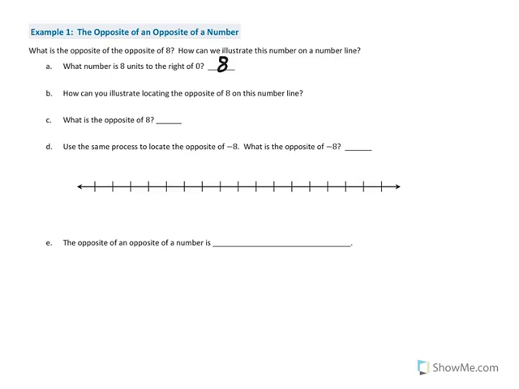Okay? And how can we illustrate that on the number line? Well, we have to just figure out how many numbers we have here. And there are about 17, so if we started 8, 7, 6, 5, 4, 3, 2, 1, 0, and then -1, -2, -3, -4, -5, -6, -7, -8. So if we're illustrating locating the opposite of 8 on the number line, well, 8 is here.